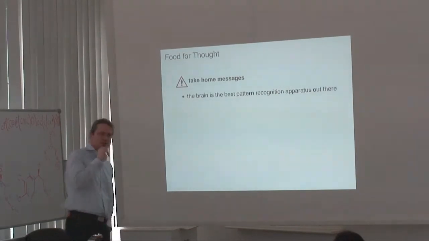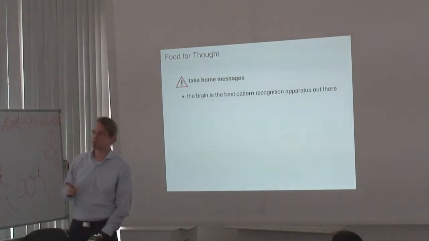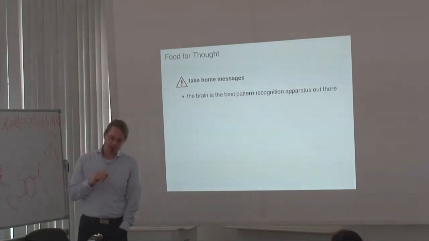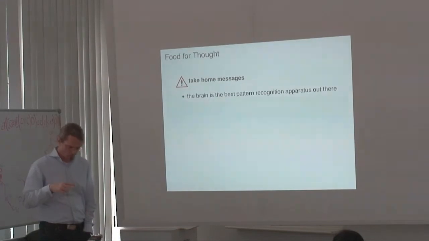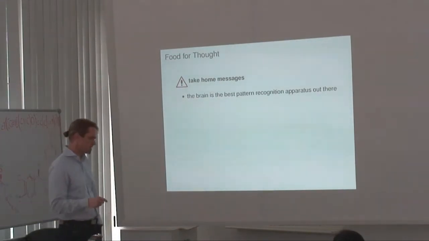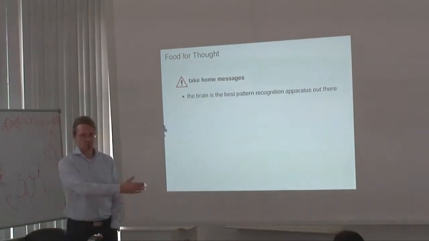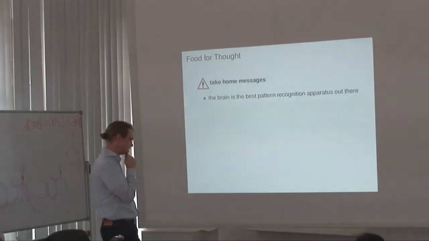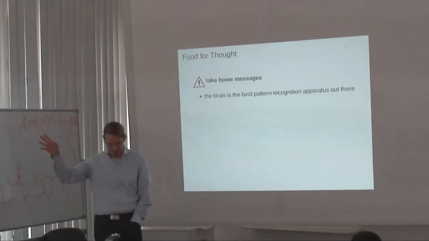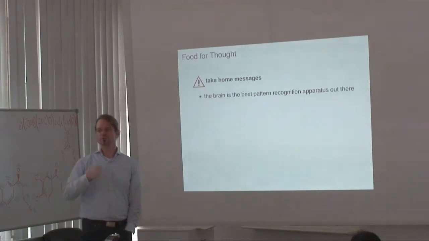So, the take-home message from these couple of examples is that the brain is indeed the best pattern recognition apparatus out there. Right? When we ask the question, is pattern recognition possible at all? Is there reason for us to hope that we can do it automatically? We can easily answer that question in form of an existence proof, namely by saying, yes, the human brain can do it. Right? So it seems to be possible, and indeed, given the universe we know so far, there may be other things out there, we haven't seen them yet, but in the world we know, there is no pattern recognition apparatus as powerful as the human brain.